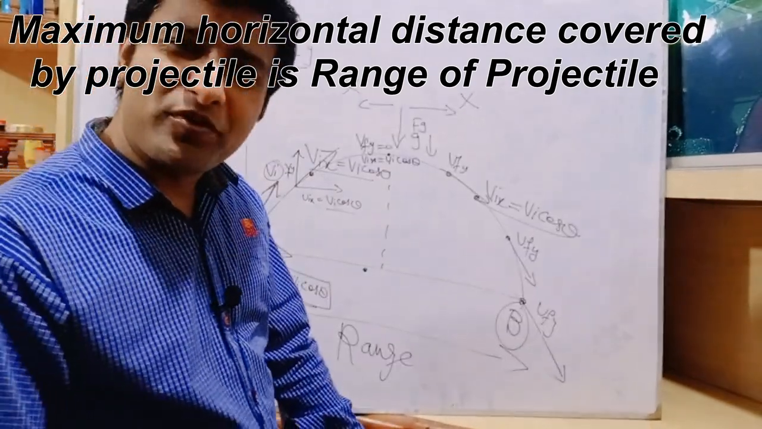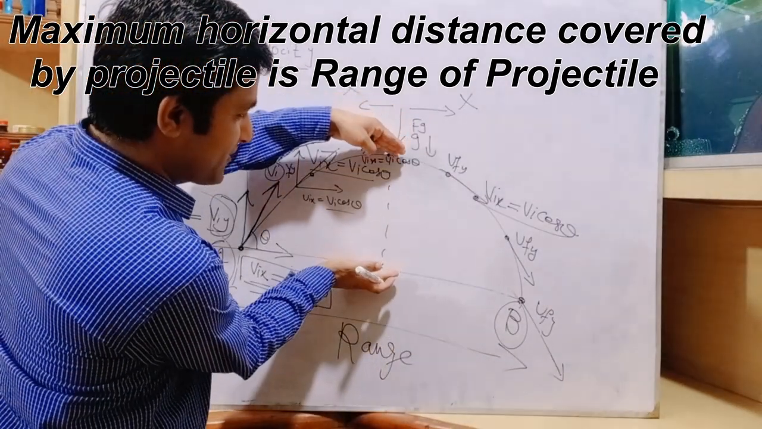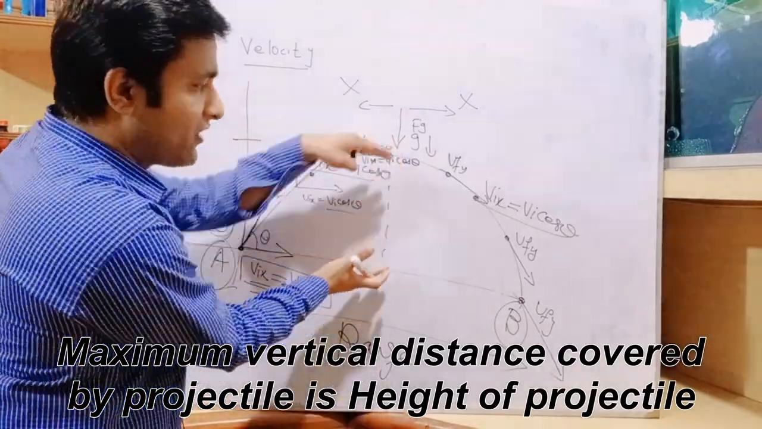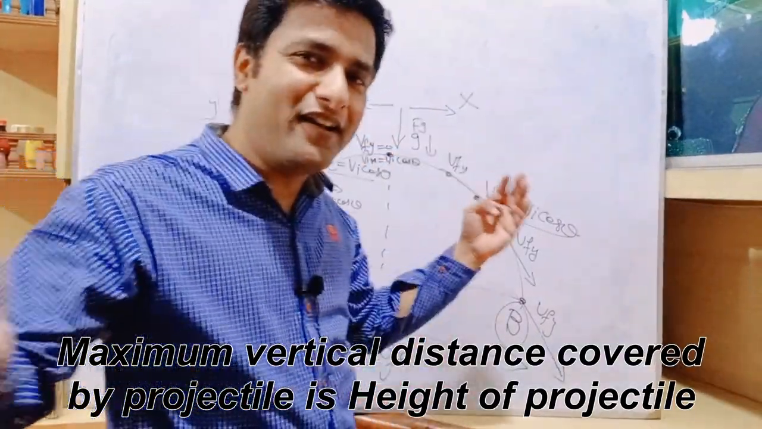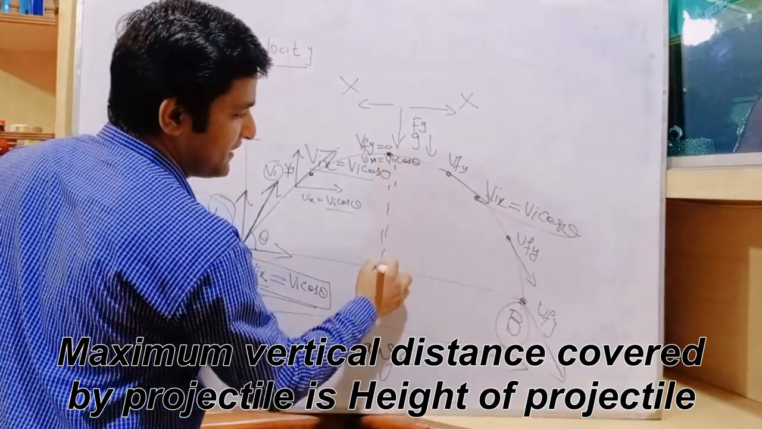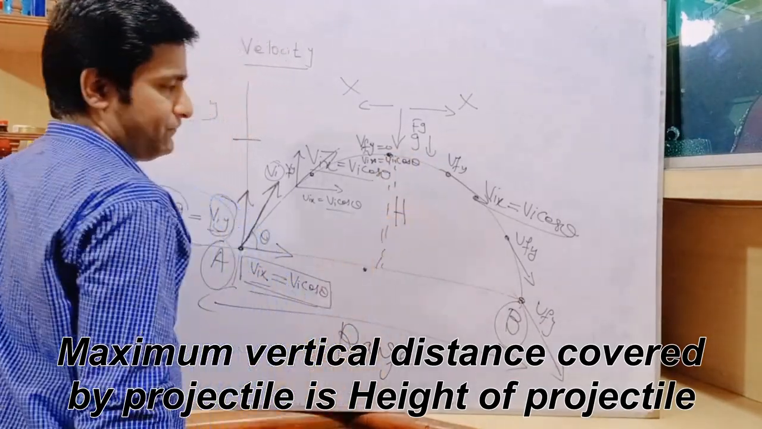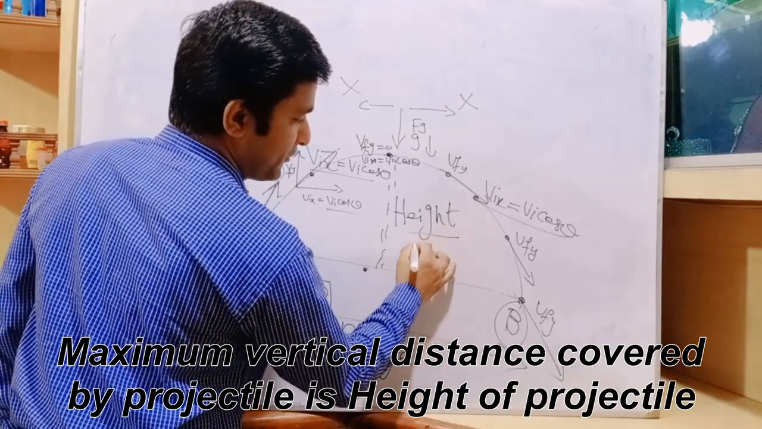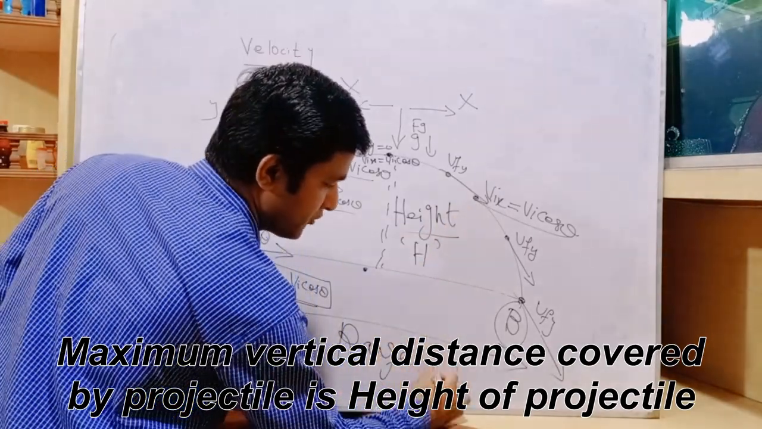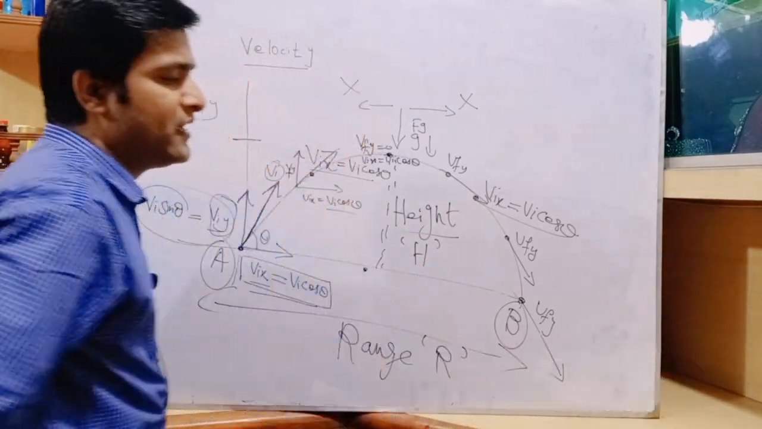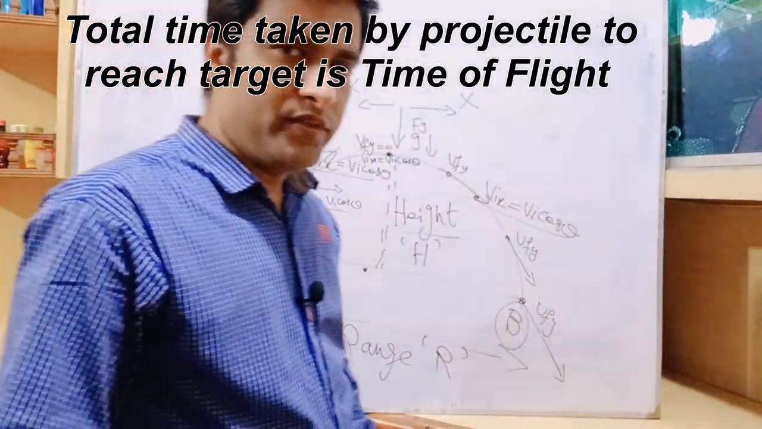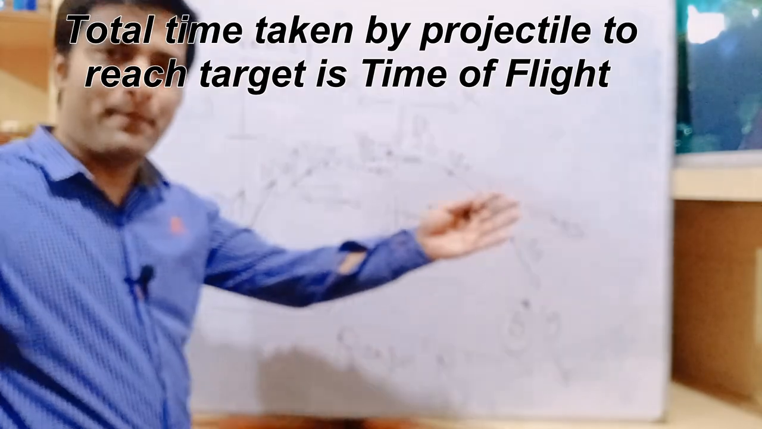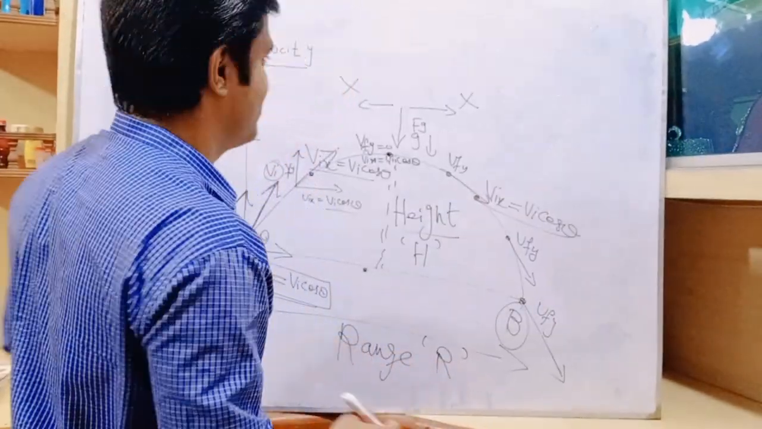This is the range of the projectile. What is the height of the projectile? This is the height of the projectile. The maximum point is here. This is the maximum vertical distance traveled by the projectile. So we are saying this is the height of the projectile. This is denoted by H, and this is denoted by R, the range of the projectile. And the time taken to travel from this point to this point, the total time, is called time of flight.